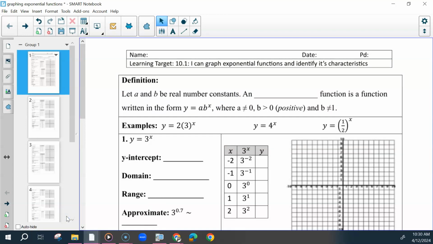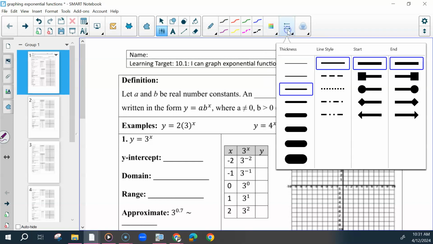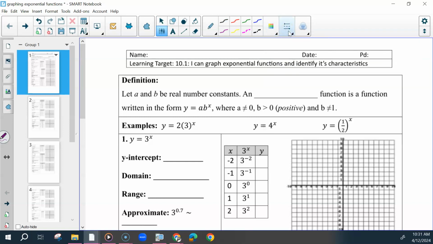Then today we're going to talk about still the first section of Unit 10, graphing, but now we're graphing exponential functions. So everyone should have notes that look like this. And we're really just going to talk about the basics of how to graph this, how to find it in the table, find the values and things like that. So in this, we're going to let A and B be real number constants, and this is an exponential function.